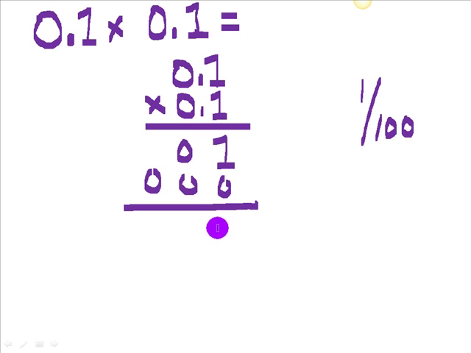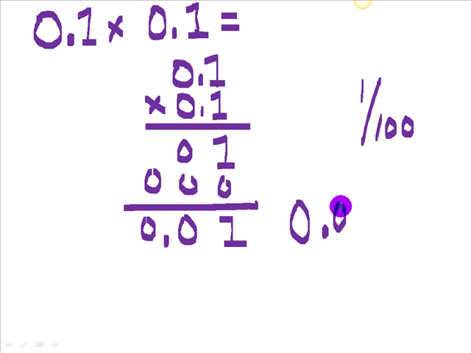Now I add it all up. So I have 1, 0, and 0. How many decimal places do I have? 1, 2, 1, 2, and I add my decimal. So 0.01 is equal to 1/100th.